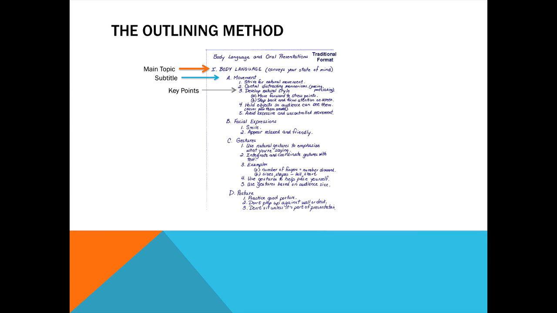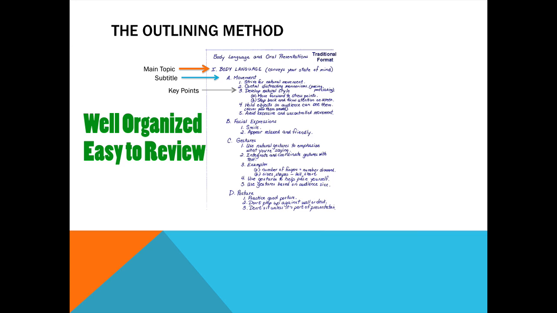You have your main topic, corresponding information, and so on. The title is usually broad and general, while the subtitle corresponds to the title. The key points are the information about the subtitle. The advantages of using this method is that it is well organized and it's easy to review.